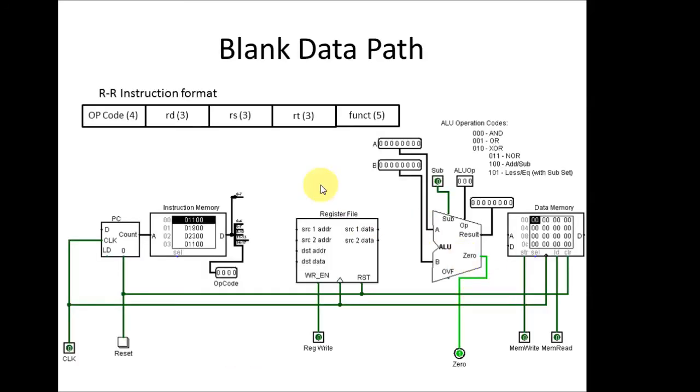So in our blank data path, the instruction memory holds the instruction, and the instruction is encoded like this in binary, where the function is the lower 5 bits, the next upper 3 bits are the target address, one of the source addresses, the next upper 3 bits are the next source address, and this is the destination address and the opcode. And that's what's encoded in instruction memory here.